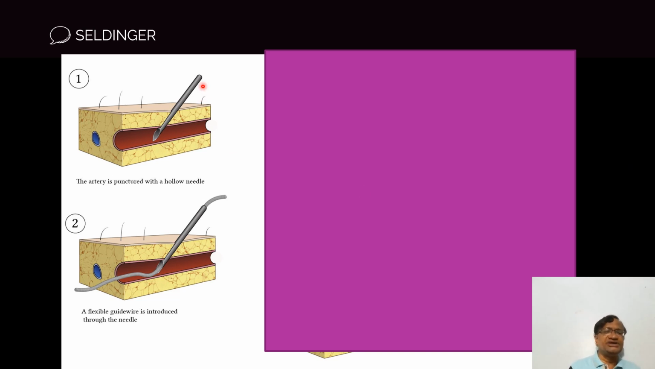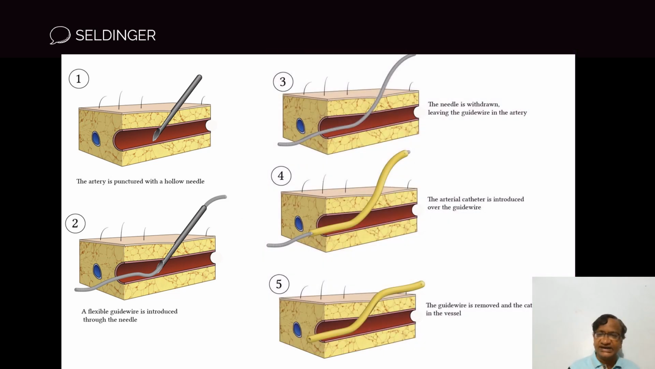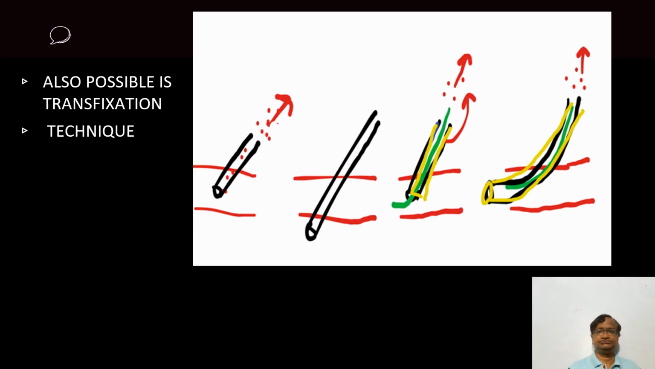Now the artery is punctured with a hollow needle, and we can pass a wire. This is a different technique, Seldinger. So we can cannulate the artery like this also. Also possible is the transfixation technique. See the artery, get the gush, go through, then slowly come out, and then put the cannula.